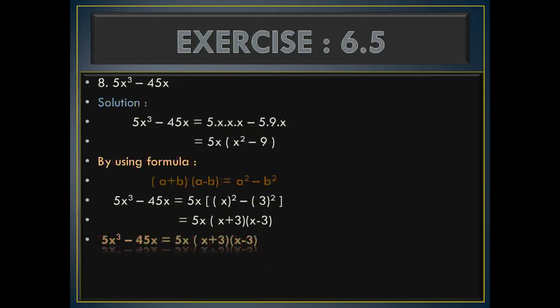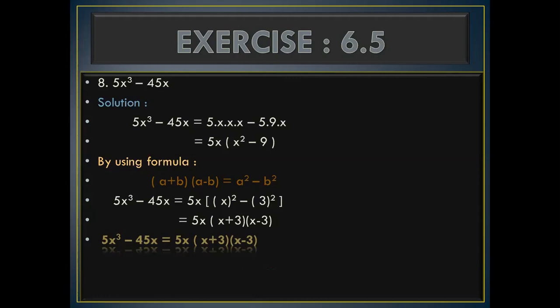Question number 8, again the same as the previous one: 5x cube minus 45x. You see that 5 is not the square of any number, and also 45 is not the square of any number. Then come to the variables, x cube. Definitely there is a cube, so that is not a square. And in the next term, x is again not the square of any number. What will we do? We split the coefficients and also the power of the variable. Then we see which coefficient or which power is common.